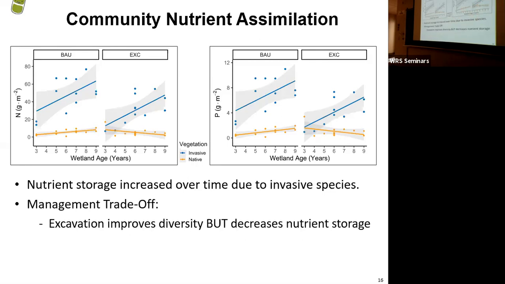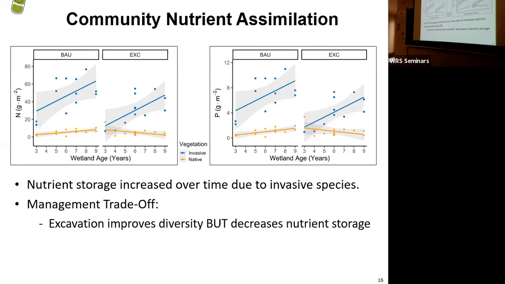This suggests that there's a management trade-off. Excavation is going to improve the diversity of your wetland, which is usually why people are restoring these basins, not just because they want to improve water quality, but because they're interested in the wildlife that goes with it. If they want to see birds, they don't want to see a cesspool in the backyard. So you could excavate and get better diversity, but the trade-off is that you're not going to assimilate as many nutrients in the biomass.